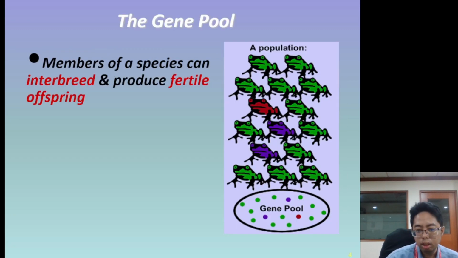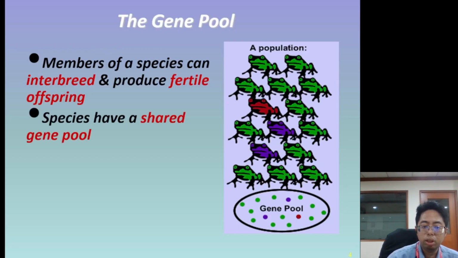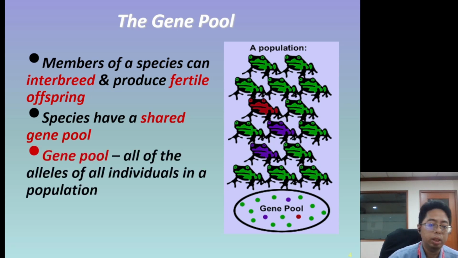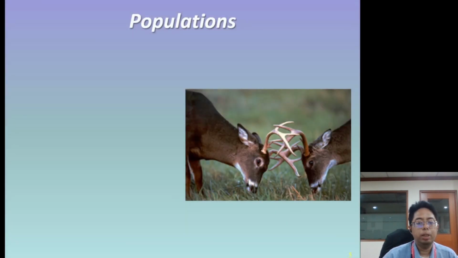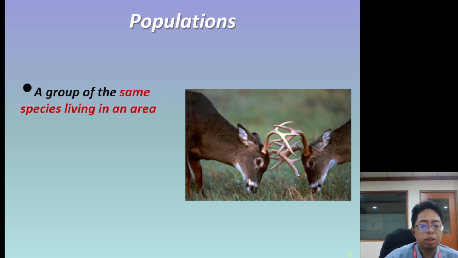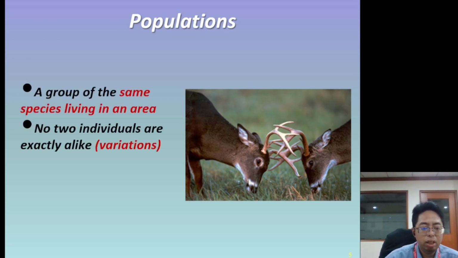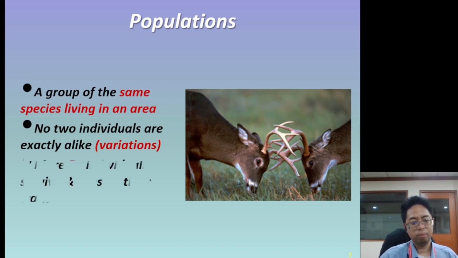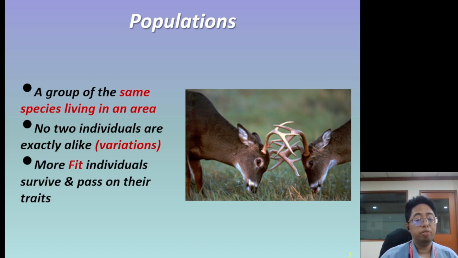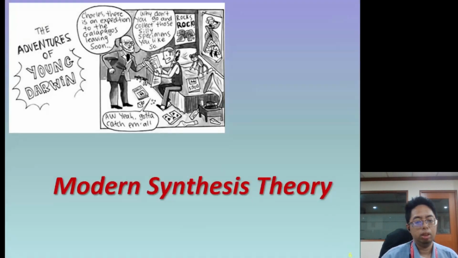Gene pool. The gene pool is the total genes of everybody in that population. All species have a shared gene pool, and members of a species can interbreed and produce fertile offspring. Populations. A population is a group of the same species living in an area. No two individuals are exactly alike, so they have variations. Some individuals survive and pass on their traits.